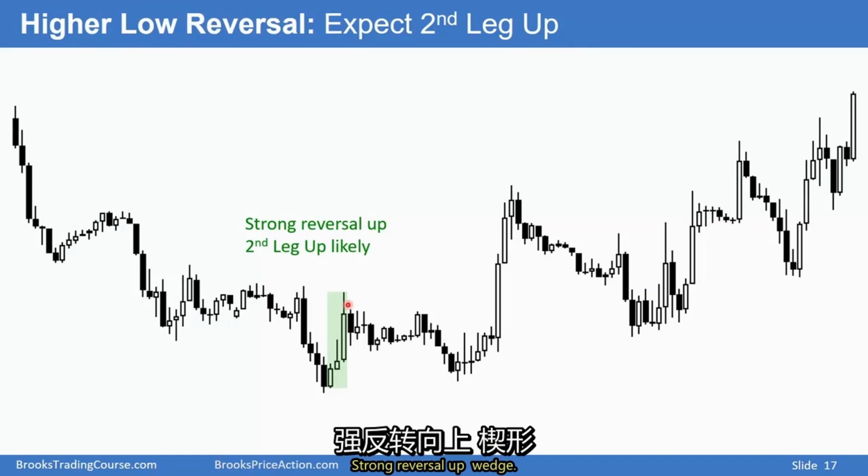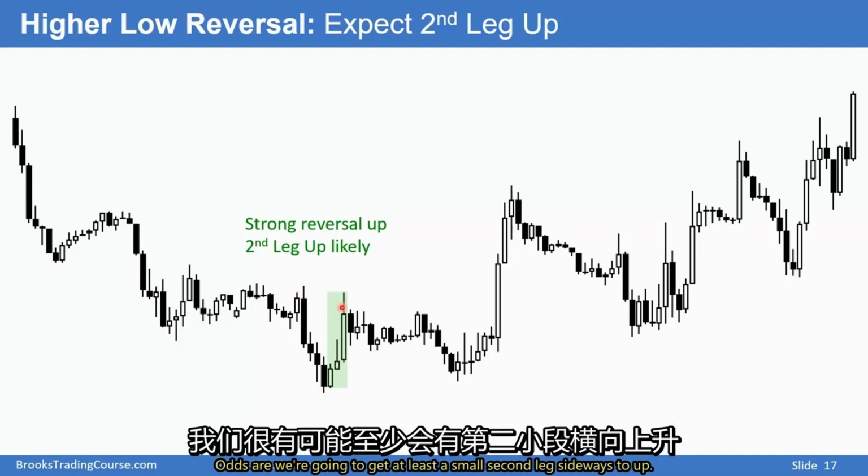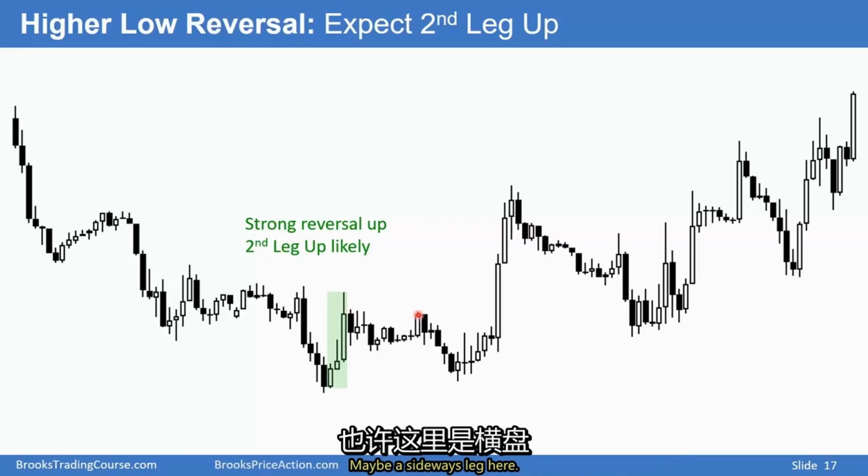Strong reversal up, wedge, 1, 2, 3. We've sold off strongly and reversed up just as strongly. Odds are we're going to get at least a small second leg sideways to up. Maybe a sideways leg here, pullback, maybe a second leg up here.